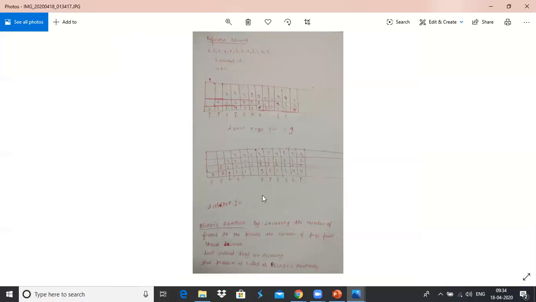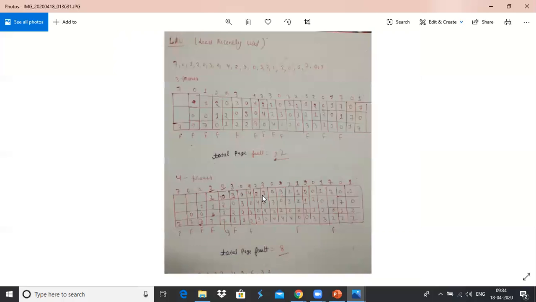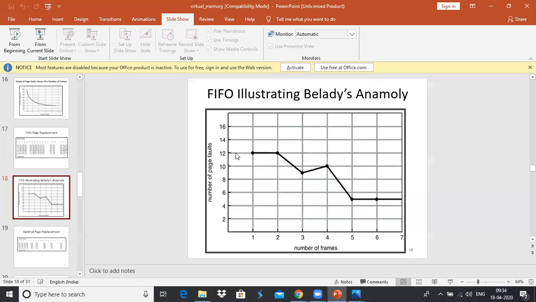Now we will see the next page replacement algorithm, that is known as LRU. What does LRU say?